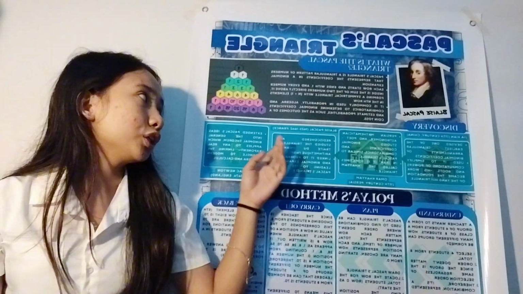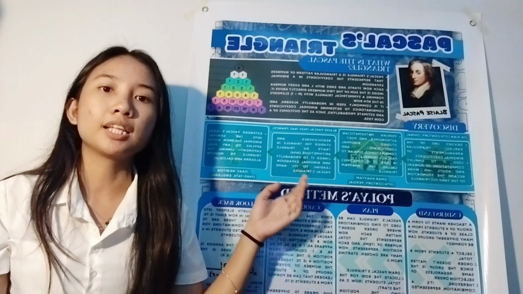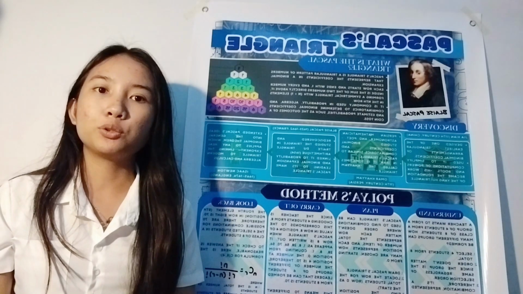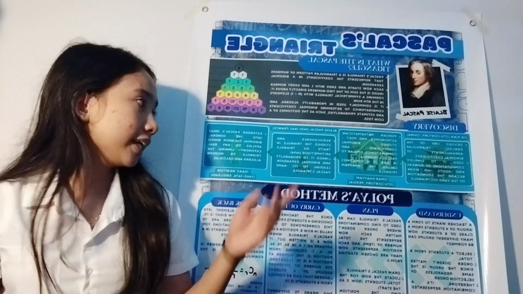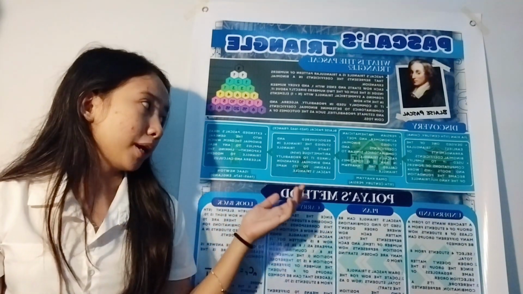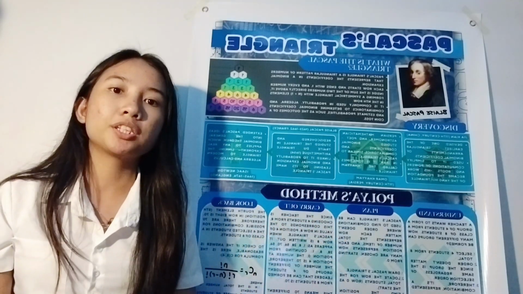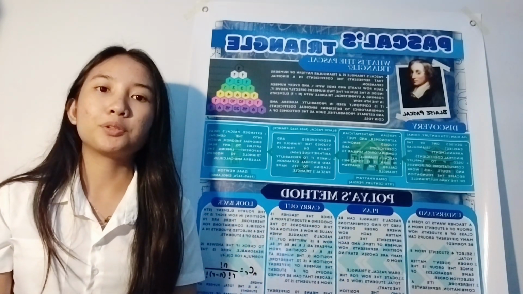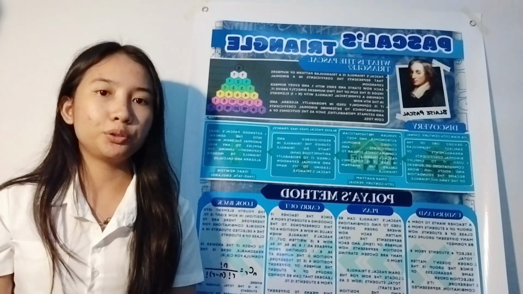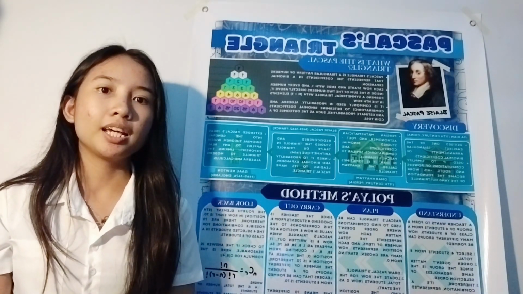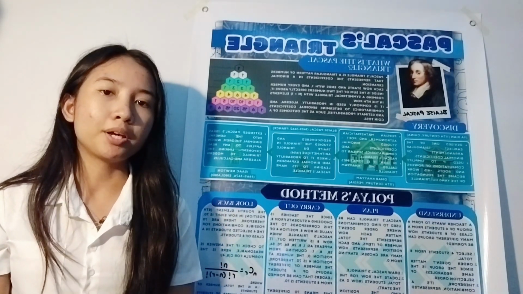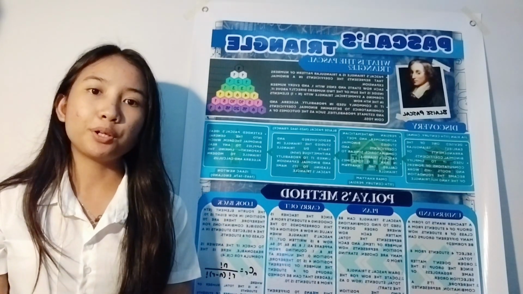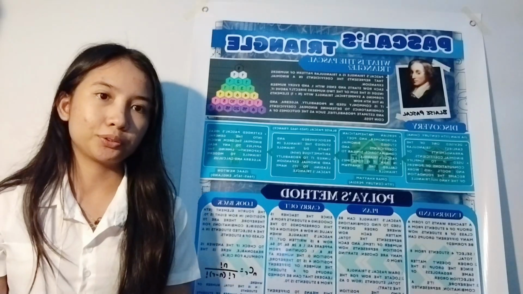Then, from 1623 to 1662 in France, Blaise Pascal rediscovered and studied the triangle in Traité du triangle arithmétique. He linked it to probability and binomial expansion, leading to its name, Pascal's triangle. And then, from 1665 to 1676, Isaac Newton extended Pascal's ideas into the general binomial theorem, which applies to any real exponent, linking the triangle to modern algebra and calculus.